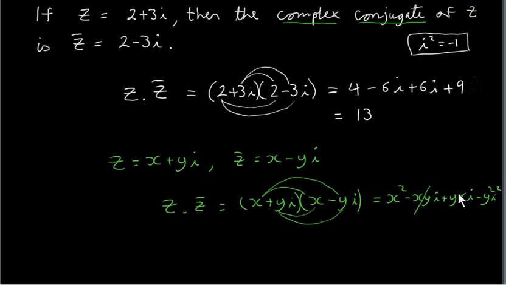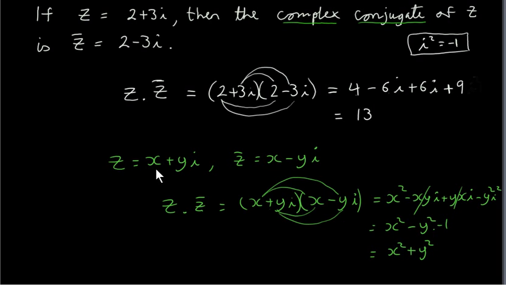Now these two terms in the middle cancel out. That always happens. These are like terms. Minus xy is opposite in sign to plus xy, so that gives us 0. And we get x squared minus y squared times i squared, but we know that i squared is minus 1. So what we get is x squared plus y squared. So this is the general form. You don't really need to do what I've just done here. It's really just an aside.